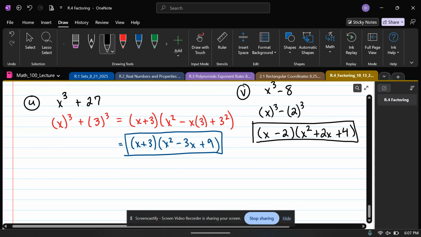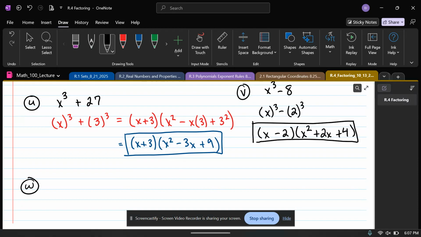Let's step it up a notch or two here. W. Let's say we had 27x cubed plus 64. So when I look at that one, I see a plus sign with two terms with an x cubed. So I think, man, maybe it's a sum of cubes.